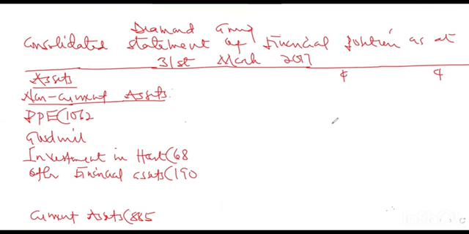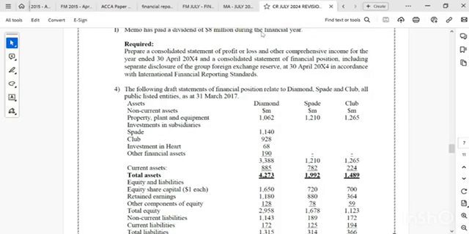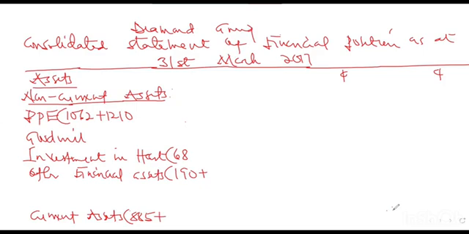So we are going to consolidate the items of Spade as well. So what is their PPE figure? 1210. Okay. What is their other financial assets? They don't have it. So that will be a dash for them. What about their current assets? 782.